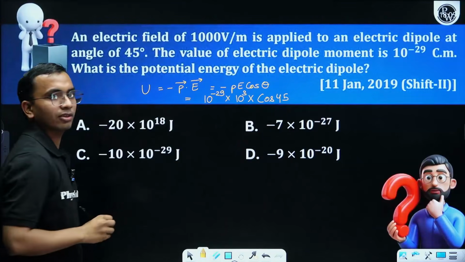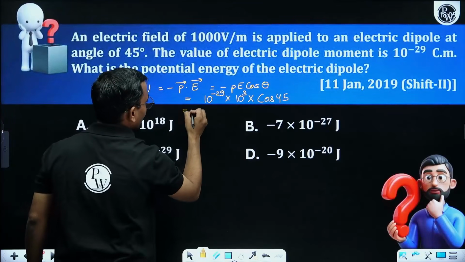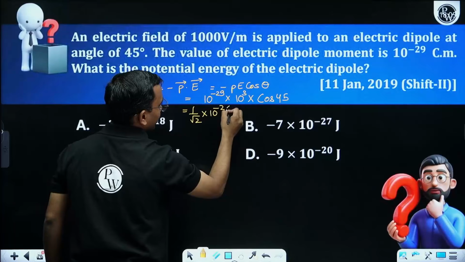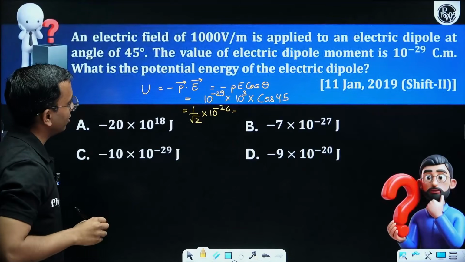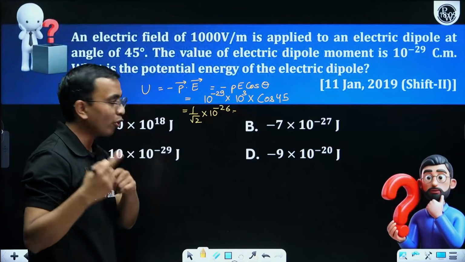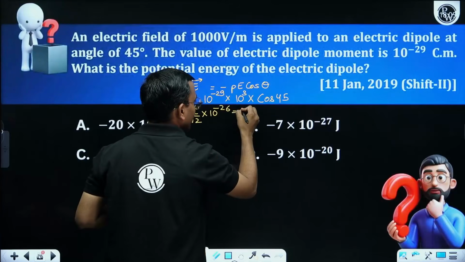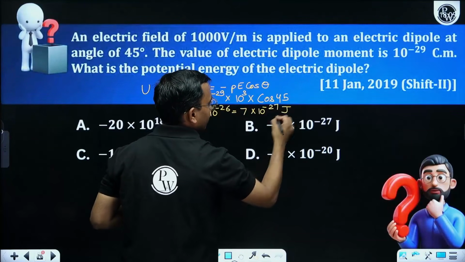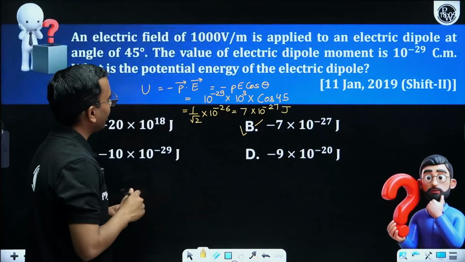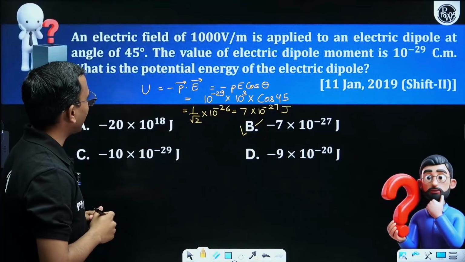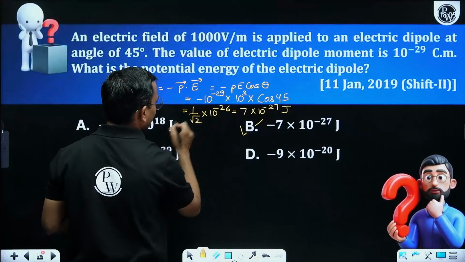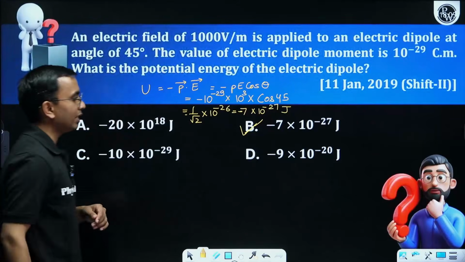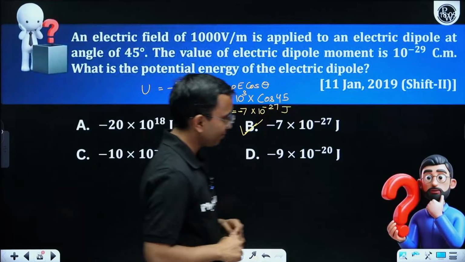Cos of 45 is 1 by root 2. So this will become 1 by root 2 into 10 to the power minus 26. Yes, so 1 by root 2 is nearly 0.7. So I can write this as 7 into 10 to the power minus 27 joules, because this is the energy, and whether it is positive or negative, minus, minus, I missed minus, yeah, here also minus, so only B is the correct option here.